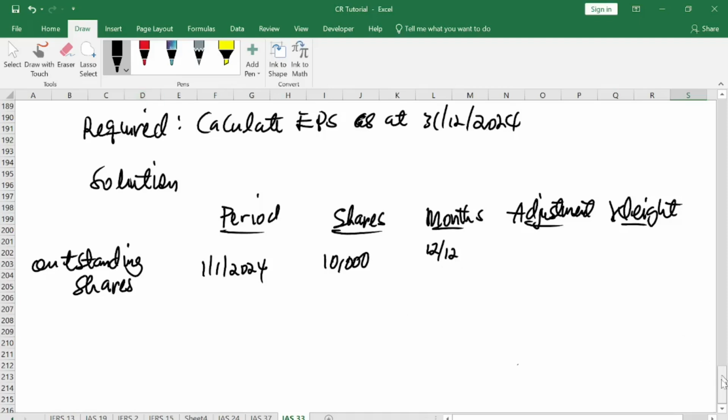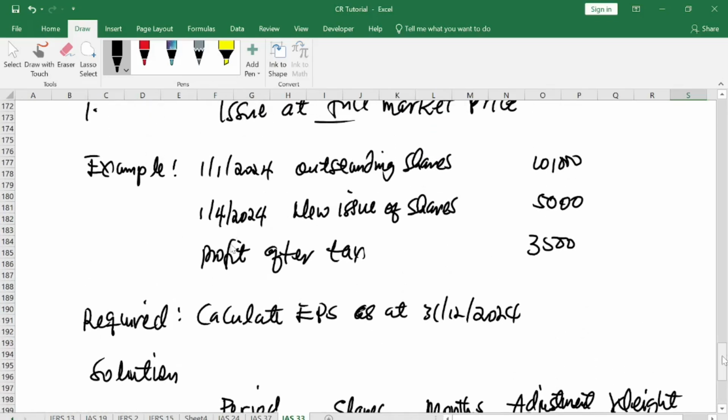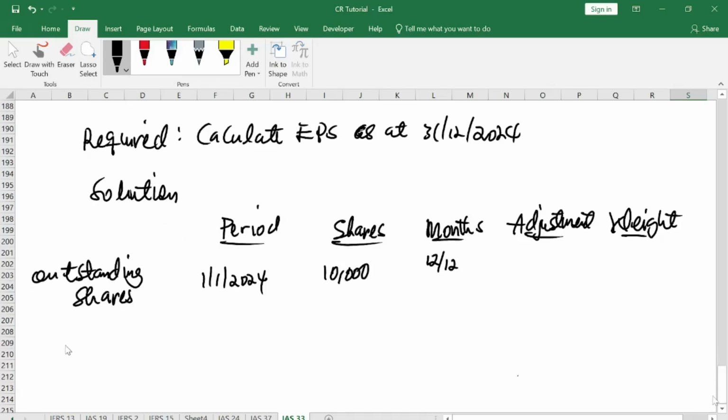But let us ask ourselves, did they issue a new share? Yes, they said that they issued a new share. How much is the new share that they issued? It's 5,000. So that means there is a new share that they issued.